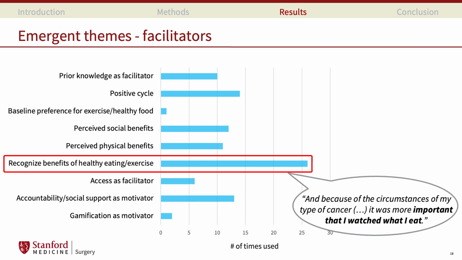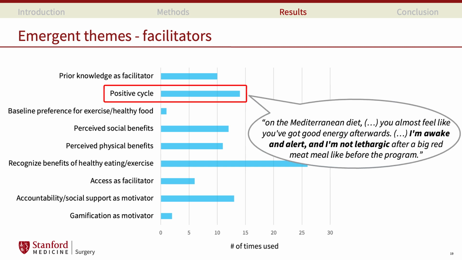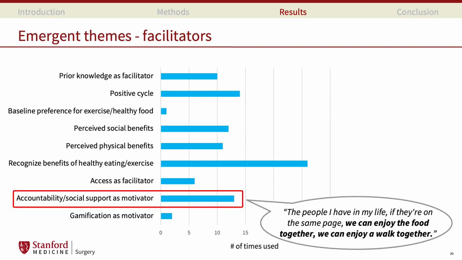As for facilitators, the most common was that patients recognized the benefits of eating healthy and exercising, especially those who had a diagnosis of cancer. Other facilitators were that patients got into a positive cycle where eating better and exercising led to more energy and well-being. So this patient reported that he felt more awake and alert after starting the Mediterranean diet, for example. And having social support was also frequently cited as a motivator.